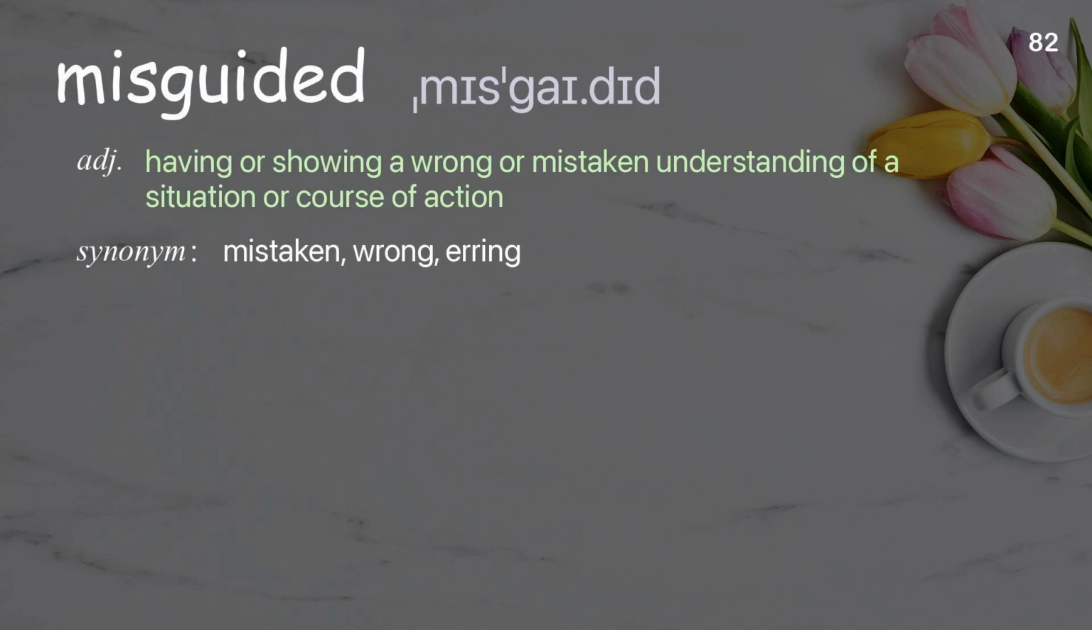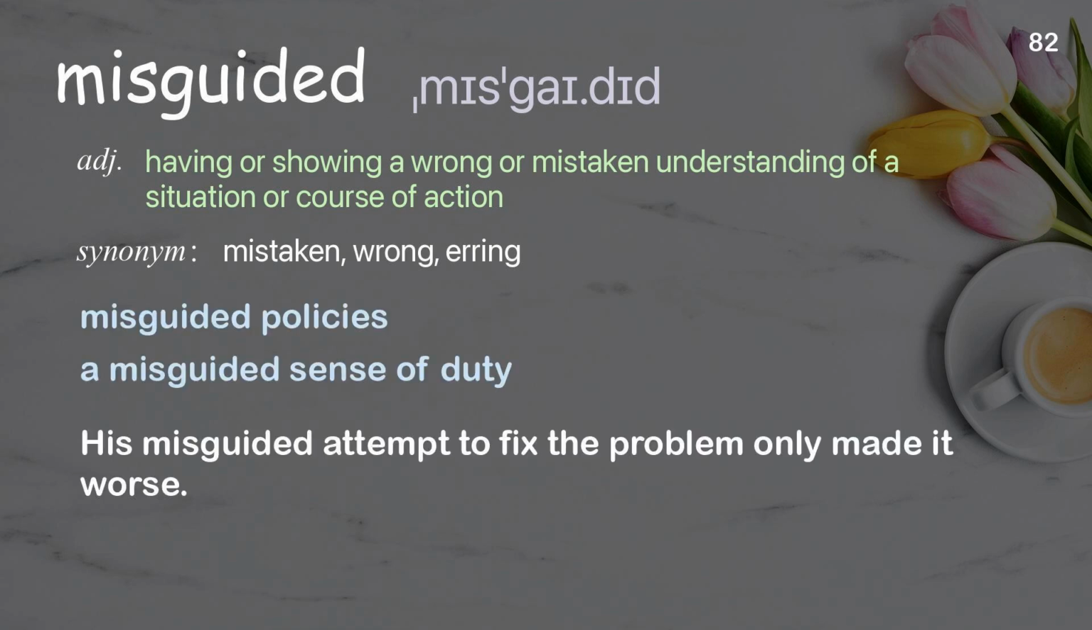Misguided. Having or showing a wrong or mistaken understanding of a situation or course of action. Examples: Misguided policies. A misguided sense of duty. His misguided attempt to fix the problem only made it worse.